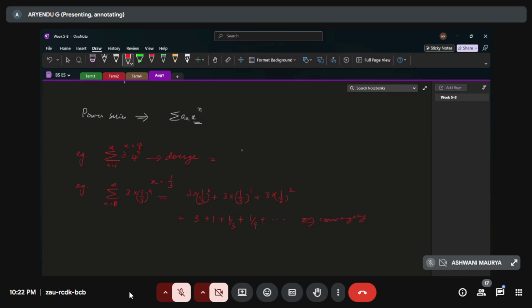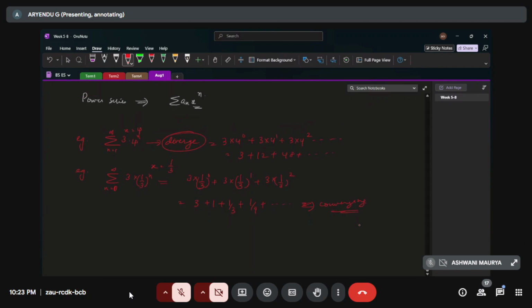And this one, if you can see, as said earlier, 3 into 4 raised to 0 plus 3 into 4 raised to 1 plus 3 into 4 raised to 2. It will go on like 3 into 1 plus 3 into 4, 12, plus 3 into 16, 48, and so on. It is becoming bigger and bigger. That is why we said that it is diverging. But here these values are becoming smaller and smaller, until at one point we'll have a very small fraction, which tells us that it is converging.